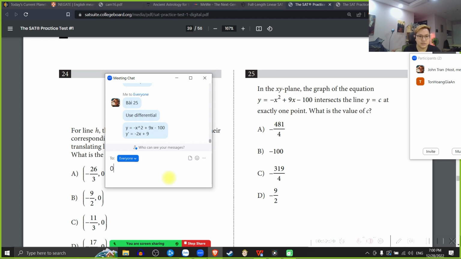So just take it equal to 0. So minus 2x plus 9 equals 0, and then x equal to 4.5. So x will be equal to 9 divided by 2, isn't it?